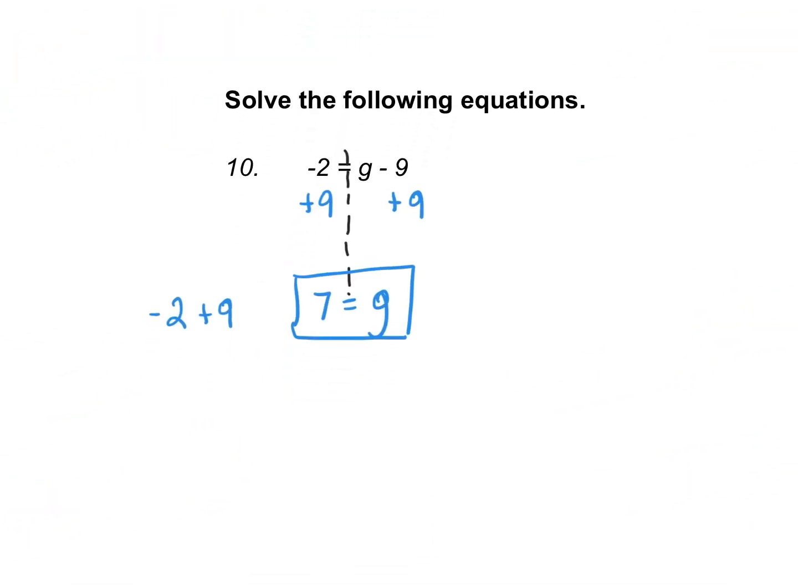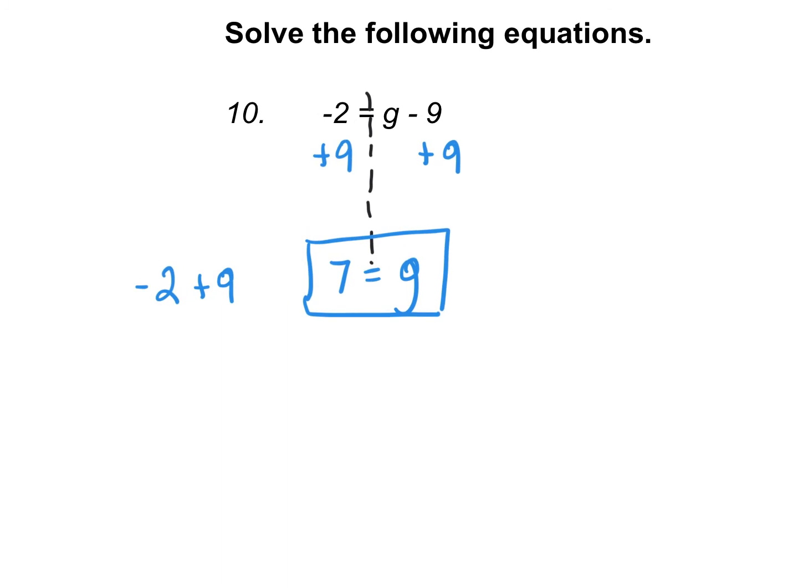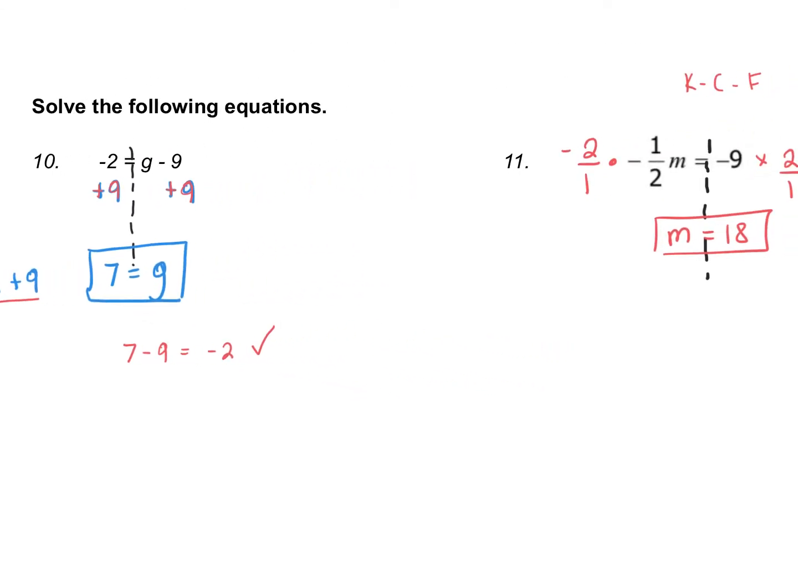When we looked at number 10 here, remember whatever I do to one side, I need to do to the other. So if you add 9 here, you need to add 9 on the other side. -2 plus 9 gives me 7. Don't forget, you can check your answer. 7 minus 9 is -2. So I know my answer is correct.